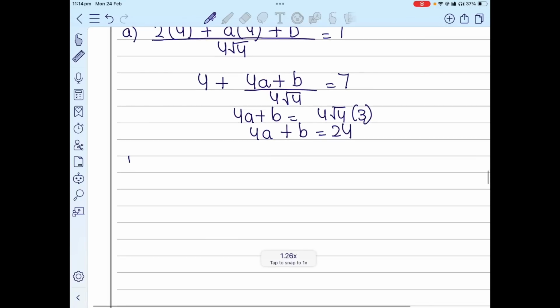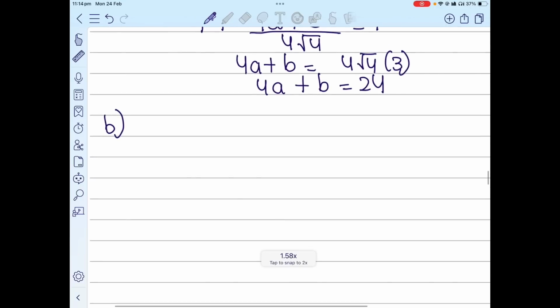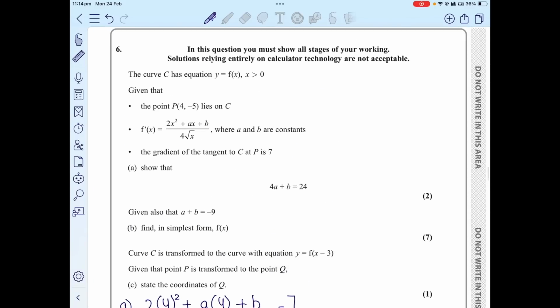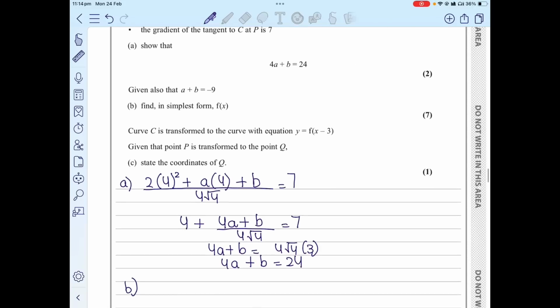Next part says that given a plus b is negative 9, find in the simplest form f of x, and this is for 7 marks. So first of all, you'll have to find the values of a and b. Then you have to integrate this function, and after integrating it, find the value of c, because you have the point P. 7 marks is very well justified for this.